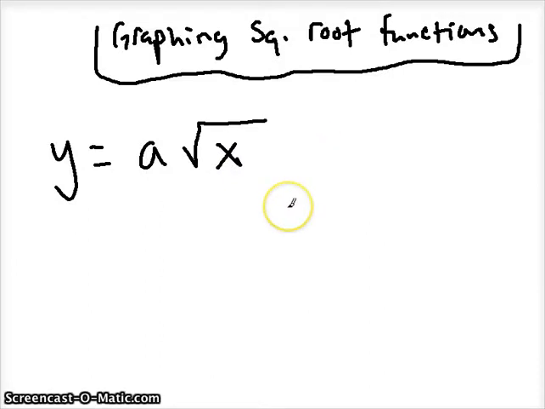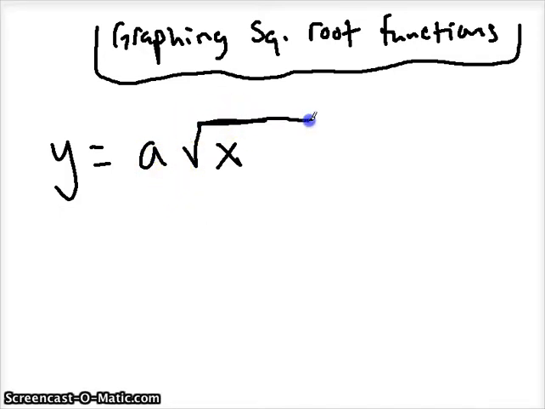In general, this is the most basic form. There can be any coefficient out here. It could be 1, which would be implied, or it could be anything greater than that or less than that. We'll see what happens if a is positive, and compare that to what happens when a is negative.